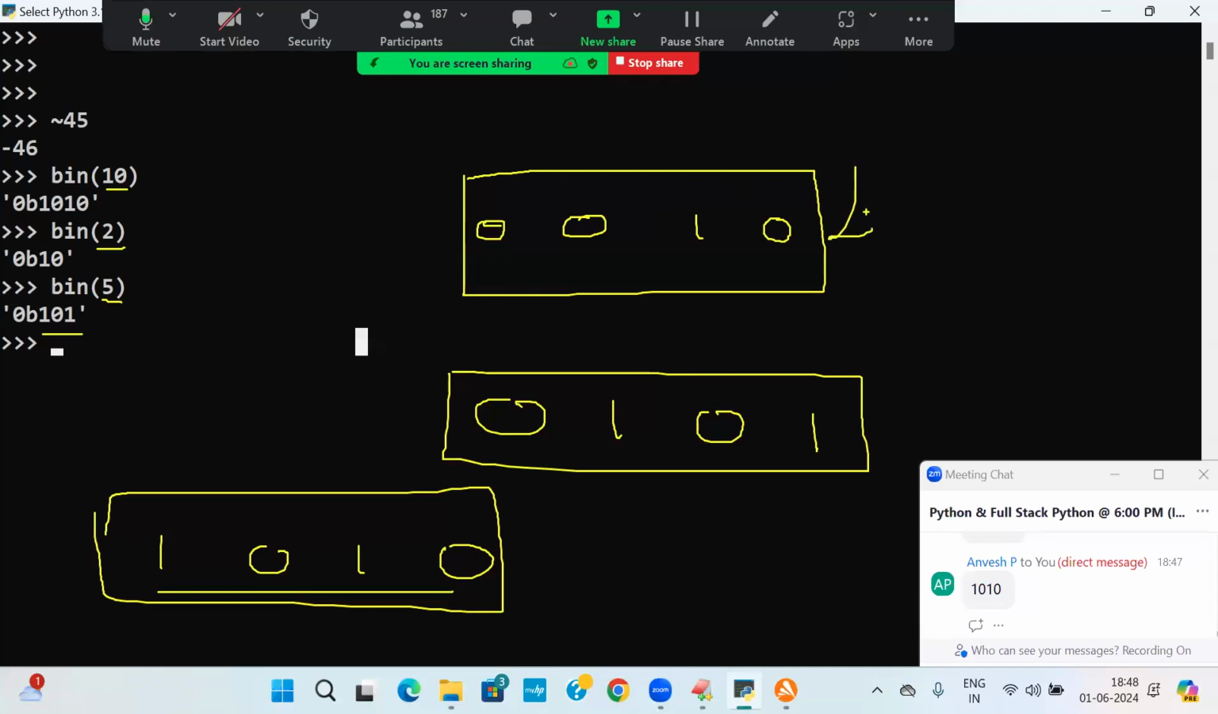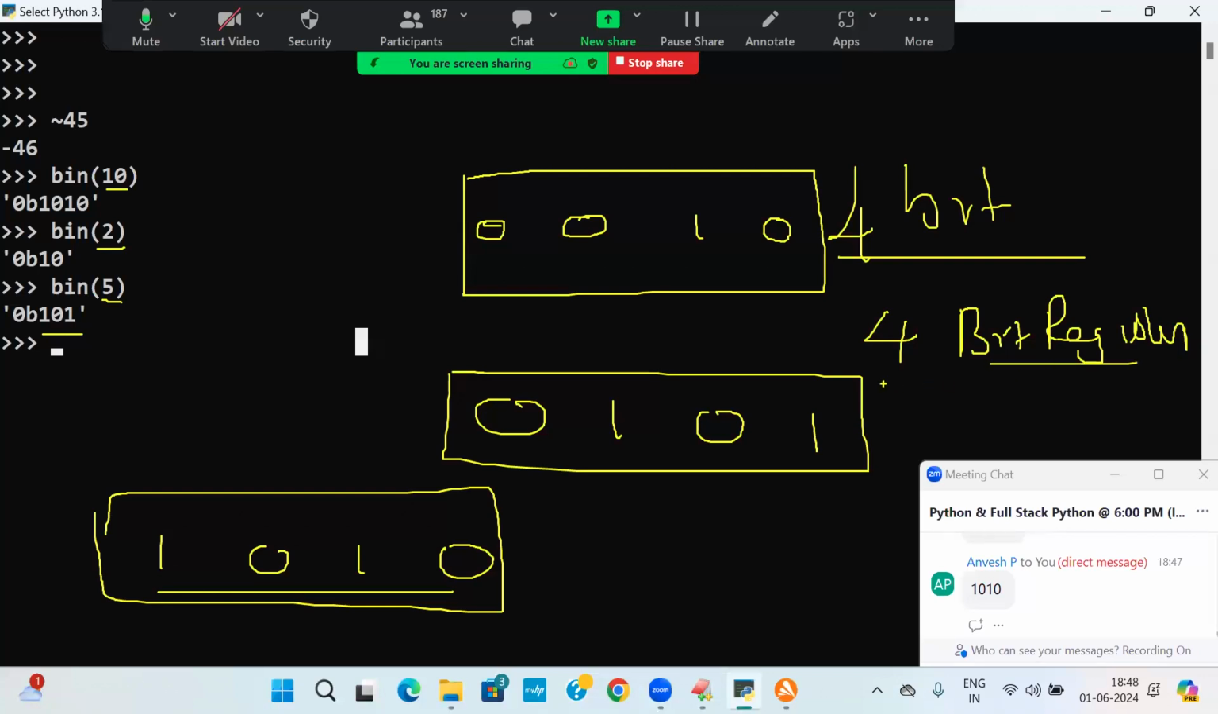So here 1010. What is this bit pattern called? 4-bit. 4 bits I am representing. This is simply called what? We can call it a 4-bit register pattern. Register pattern. Just spell out 4-bit register.